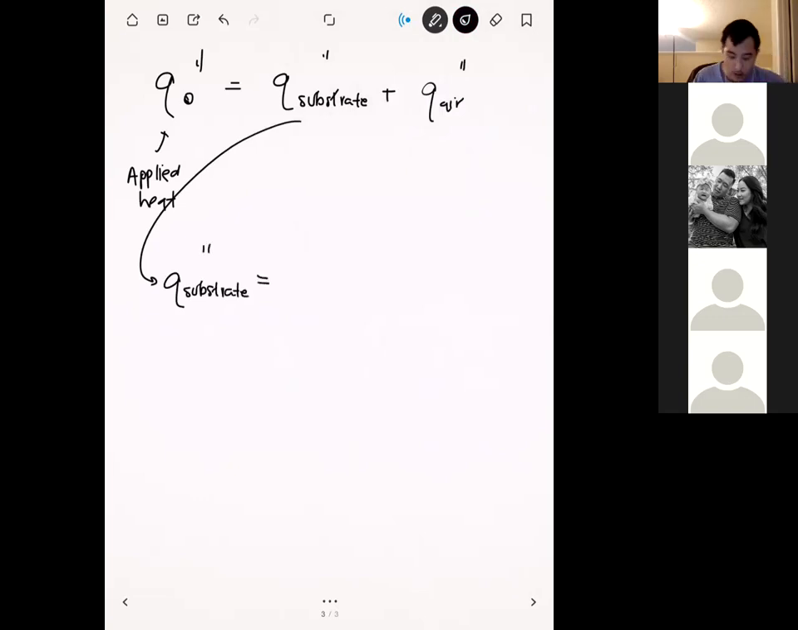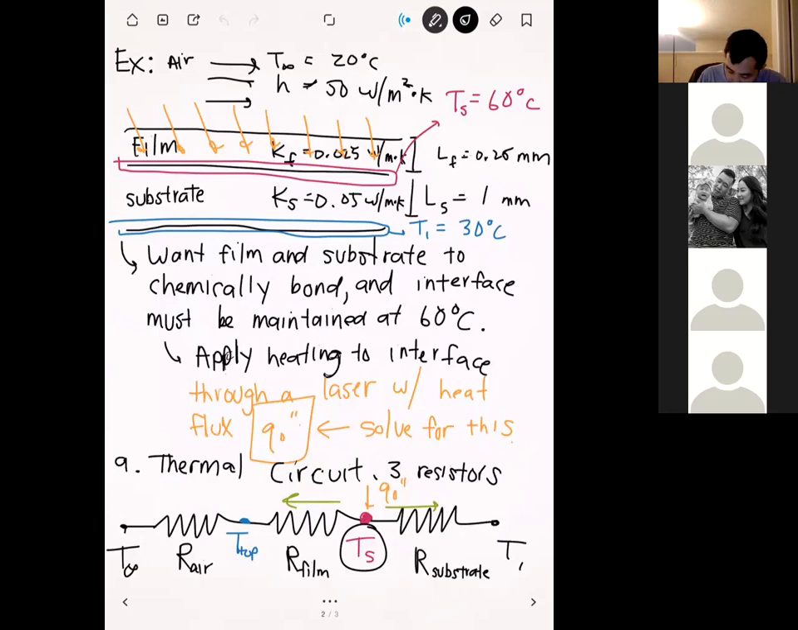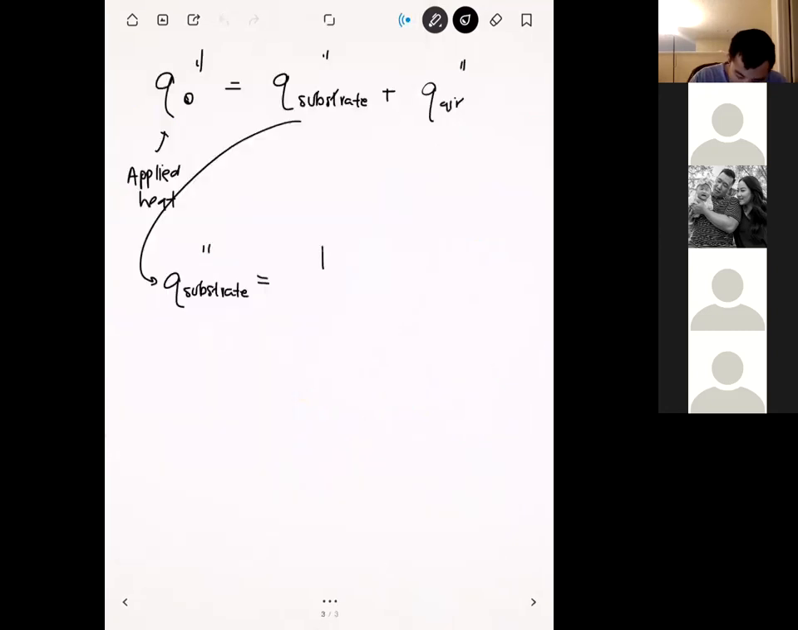At this point we can start using the expressions in our circuit. If we go back here, we can see that Q that goes to the substrate is going to be this path here on the right. The way that we compute heat transfer from a thermal circuit is we take the difference between the nodal temperatures, in this case Ts and T1. So Q substrate is going to be Ts minus T1, all divided by the resistances in between them. In this case, we only have one resistance, which is just the resistance of the substrate.